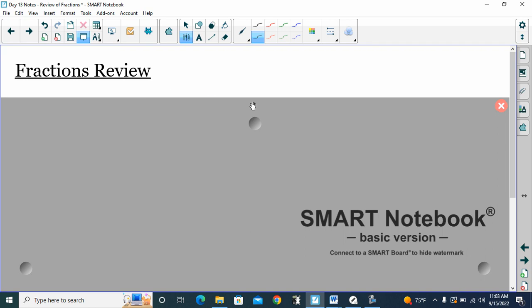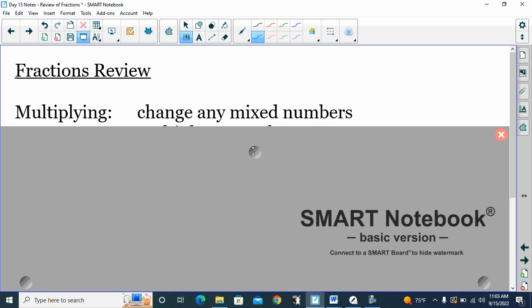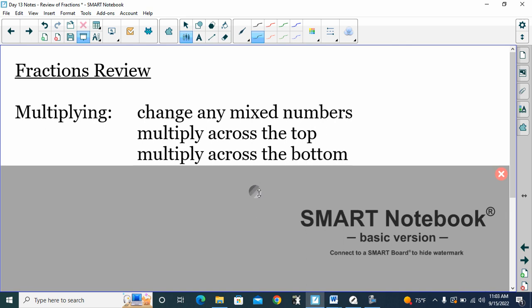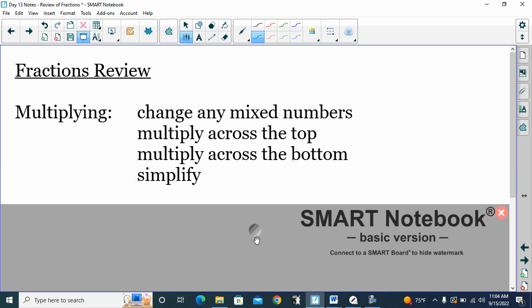Generally speaking, multiplying and dividing are a little easier, but they are different. So multiplying, we again need to start by changing any mixed numbers. Change mixed numbers to improper fractions. When we multiply, we do not need common denominators, which is why it's a little bit easier. We just multiply across the top, and we multiply across the bottom. Even if the denominators are the same, we multiply across the bottom. And then, as always, we finish by simplifying.